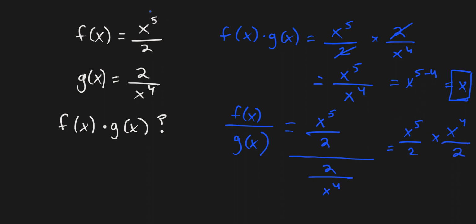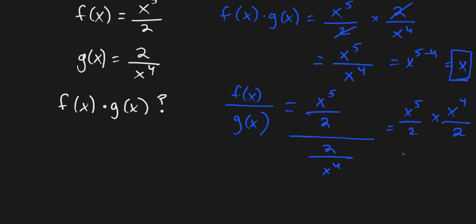Now, you might be tempted to cancel this. You might be tempted to say, oh, 2 and 2, we can cancel. But remember, it's only at an N shape that we can cancel. We cannot cancel like this, in this direction. So we cannot do that. This would be equal to x to the fifth.